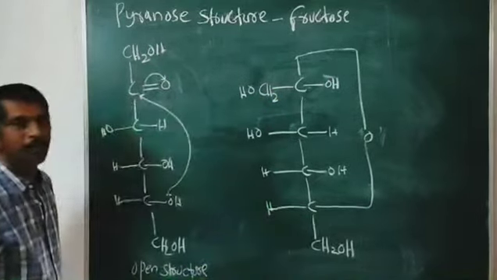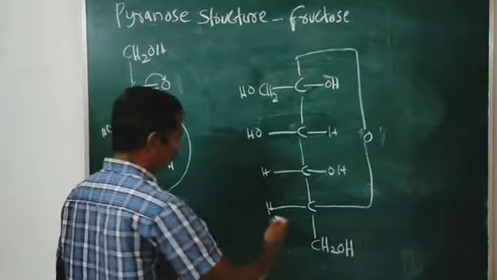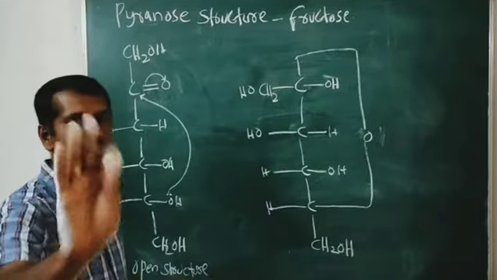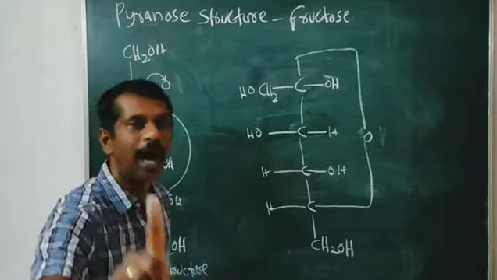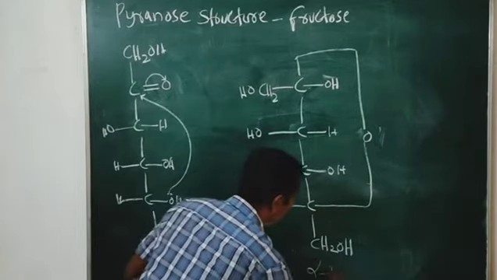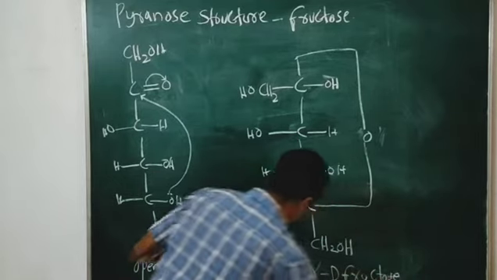Okay. Now, when it is changed to hemiketal form, you are getting two structures. What are they? You are getting two isomers. One is the alpha form and the other one is the beta form. This one is, what is this? Alpha D fructose.